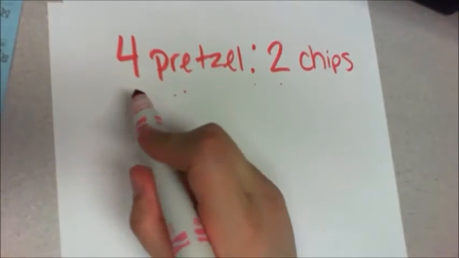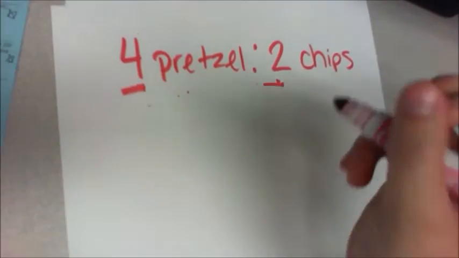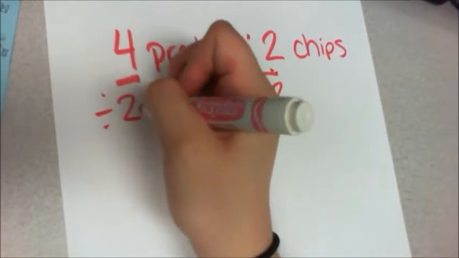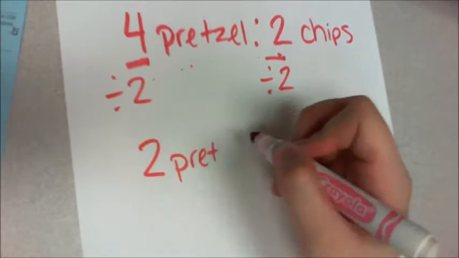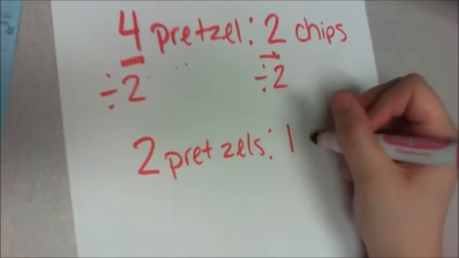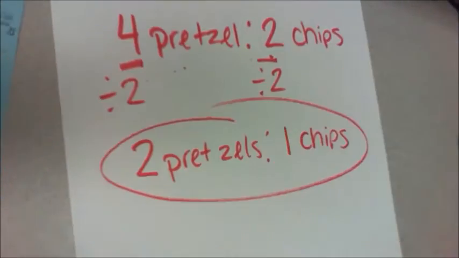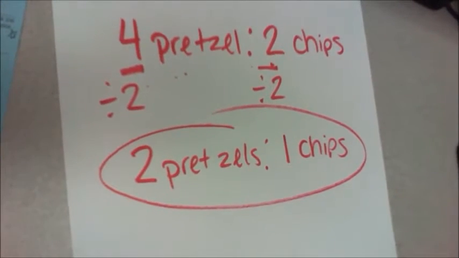There's a number that goes into both 4 and 2, and that magic number is 2. 2 goes into 4 2 times. 2 goes into 2 1 time. So my reduced ratio would be 2 cups of pretzels to 1 cup of bread chips.